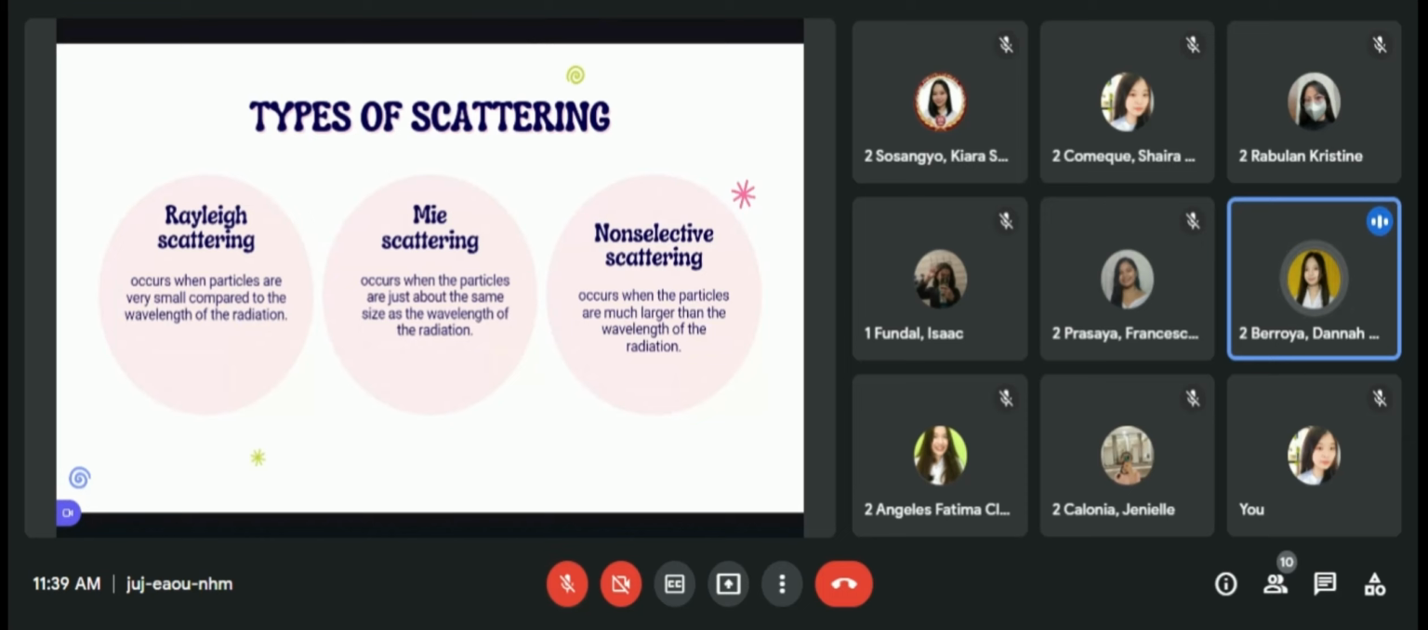Water droplets and large dust particles can cause this type of scattering. Non-selective scattering gets its name from the fact that all wavelengths are scattered equally. This scattering causes fog and clouds to appear white to our eyes because blue, green, and red light are scattered equally, resulting in white light. Ara.